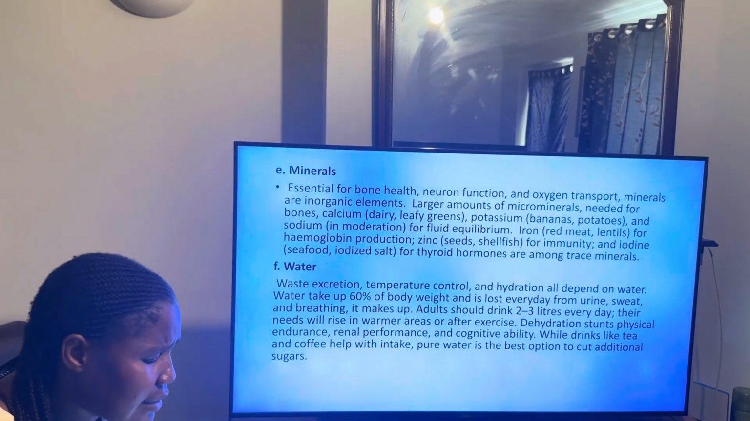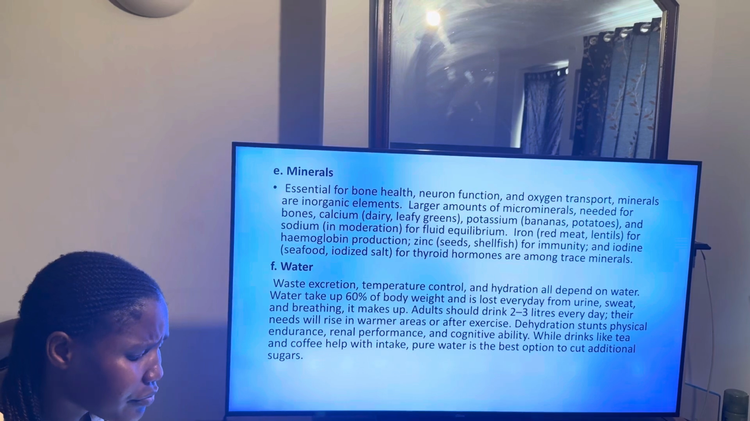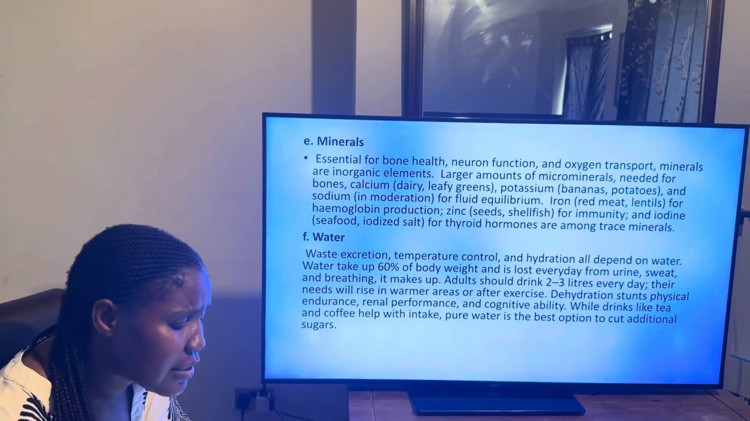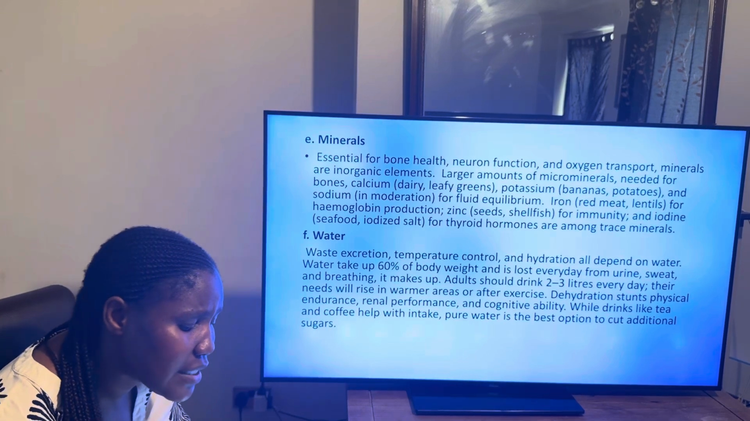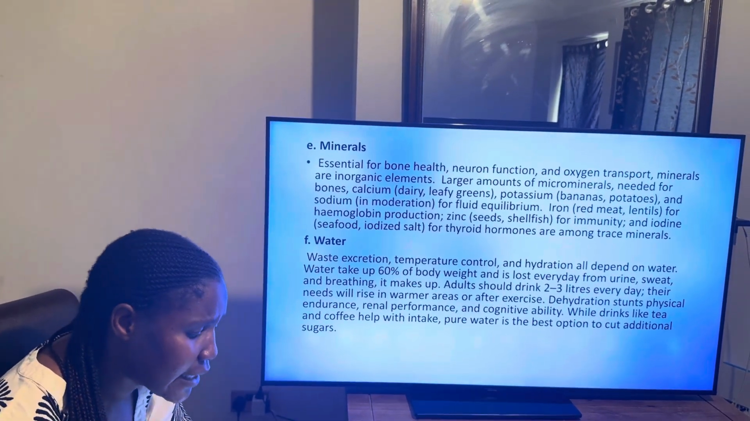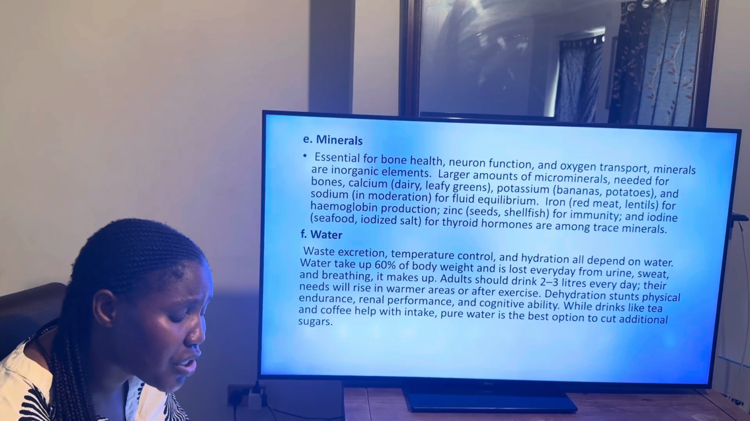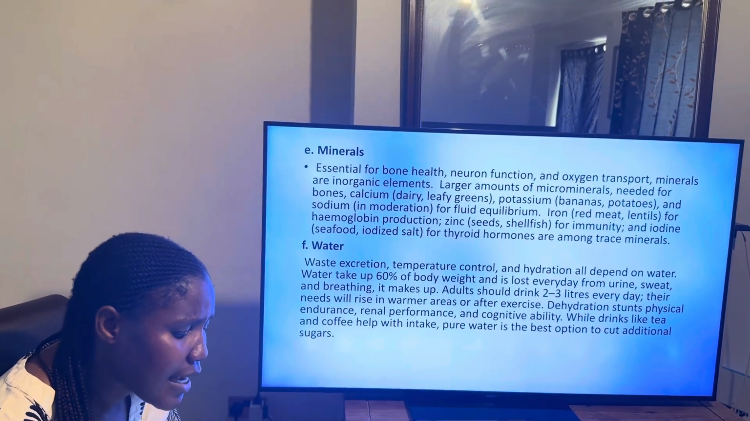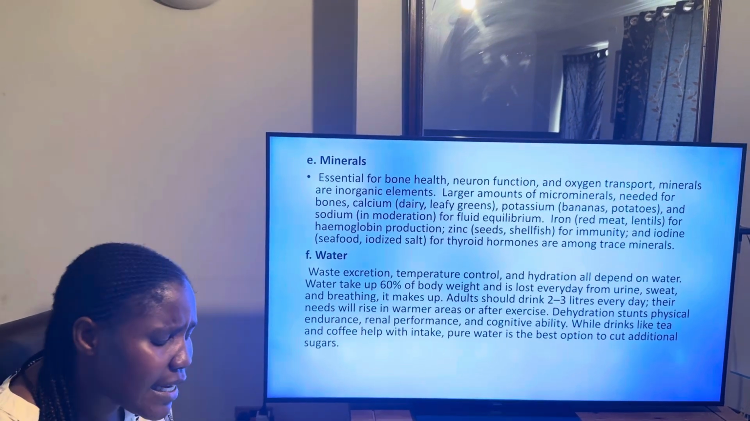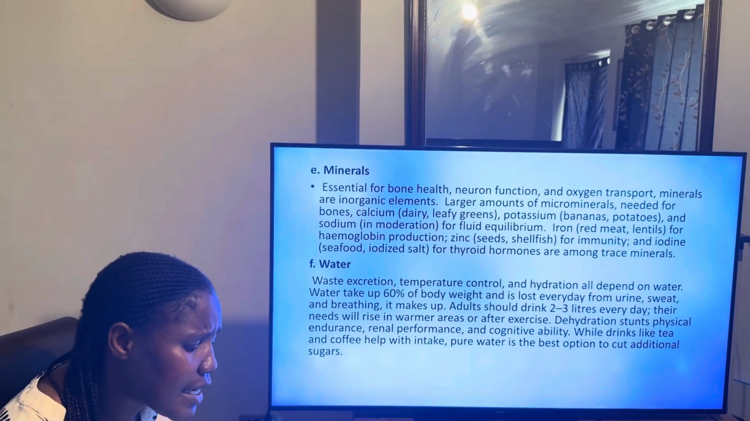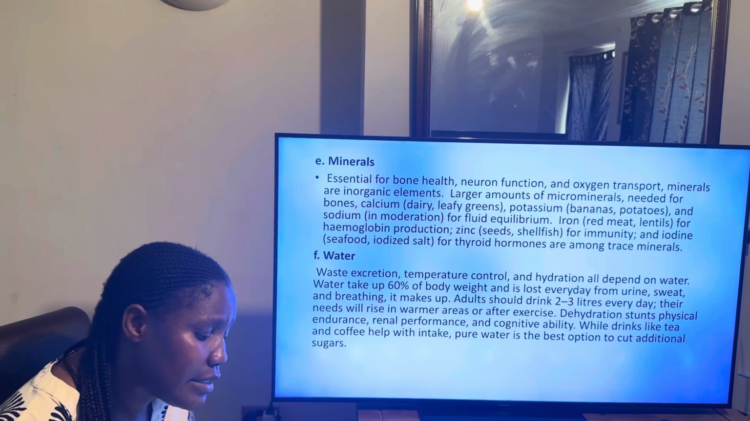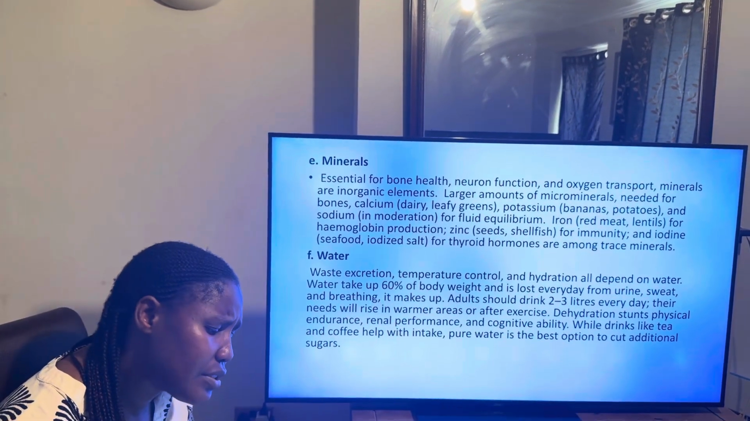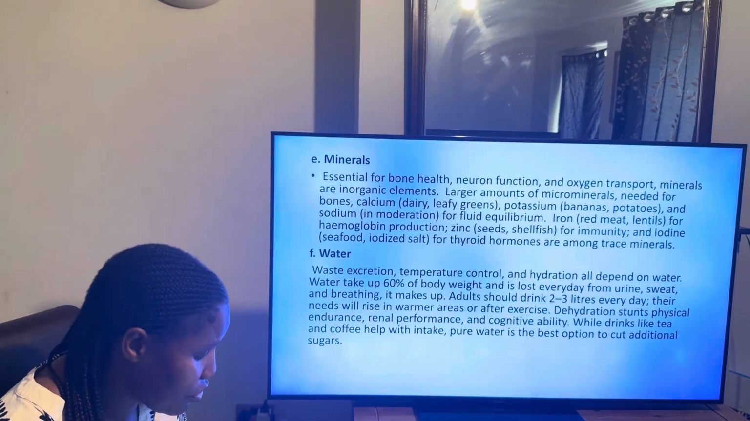Water is needed for waste excretion, temperature control, and hydration. Water takes up to 60% of body weight and is lost every day through urine, sweat, and breathing. Adults should drink 2 to 3 liters every day. Their needs will rise in warmer areas and after exercise. Dehydration impairs physical endurance, renal performance, and cognitive ability. While drinks like tea and coffee help with intake, pure water is the best option to cut additional sugars.